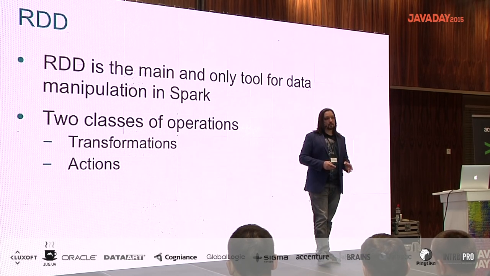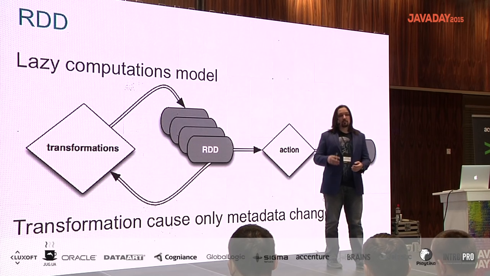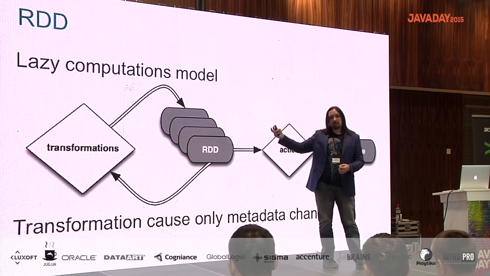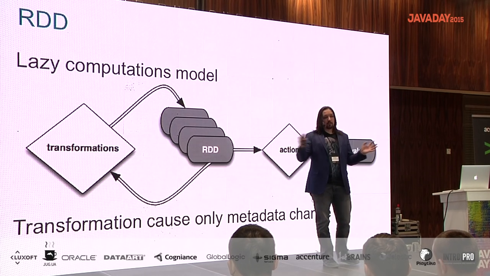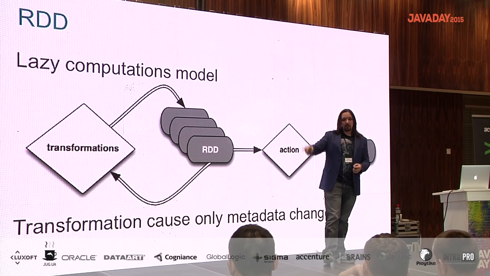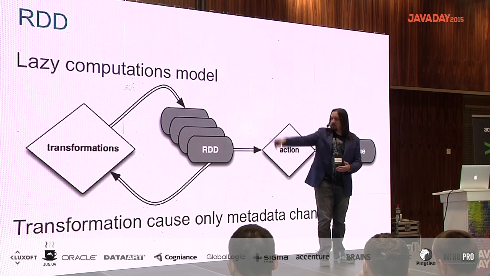And you got two classes of operations, transformations and actions. All the transformations are lazy computation. So you're executing a transformation, it creates another RDD that depends on the previous one. You execute another transformation, it creates another RDD that depends on the previous one. Creation of the RDD is just a modification of the metadata. Nothing is really executed.